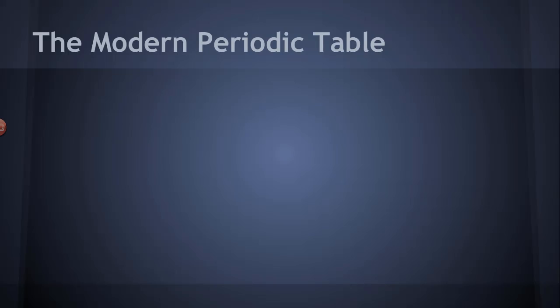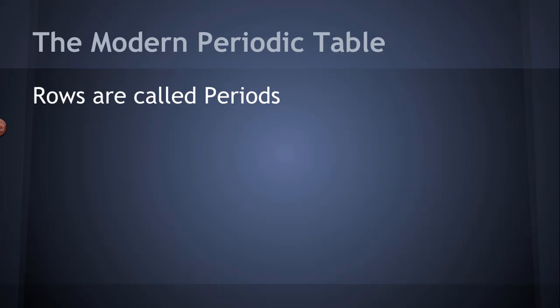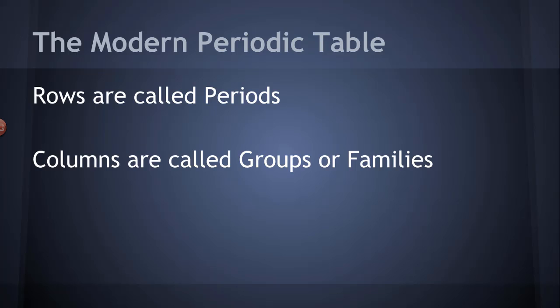Now, there are some things about the table that we need to become familiar with, some ways of getting around. The first is that we don't call them rows or columns. We call the rows periods, hence the name periodic table, and that has to do with something called the periodic law, which we'll study later. We call the columns groups or families. And just like members of a group or family share something in common, the elements in a particular group or family share something in common.